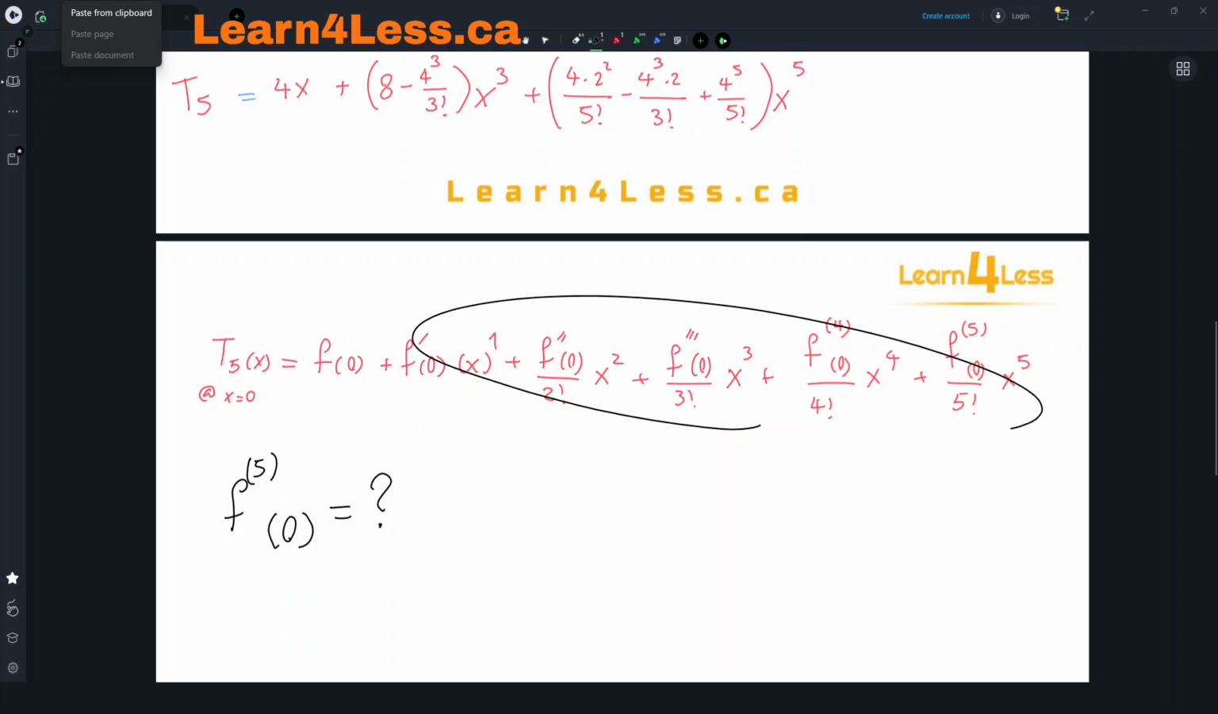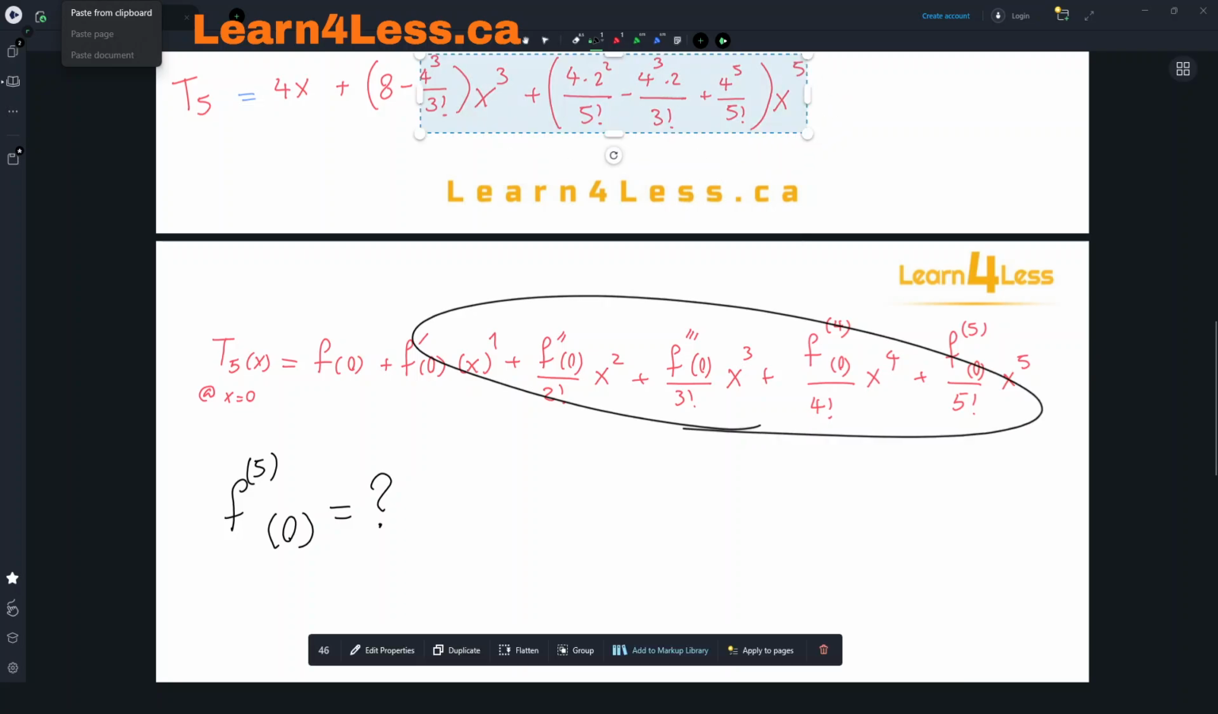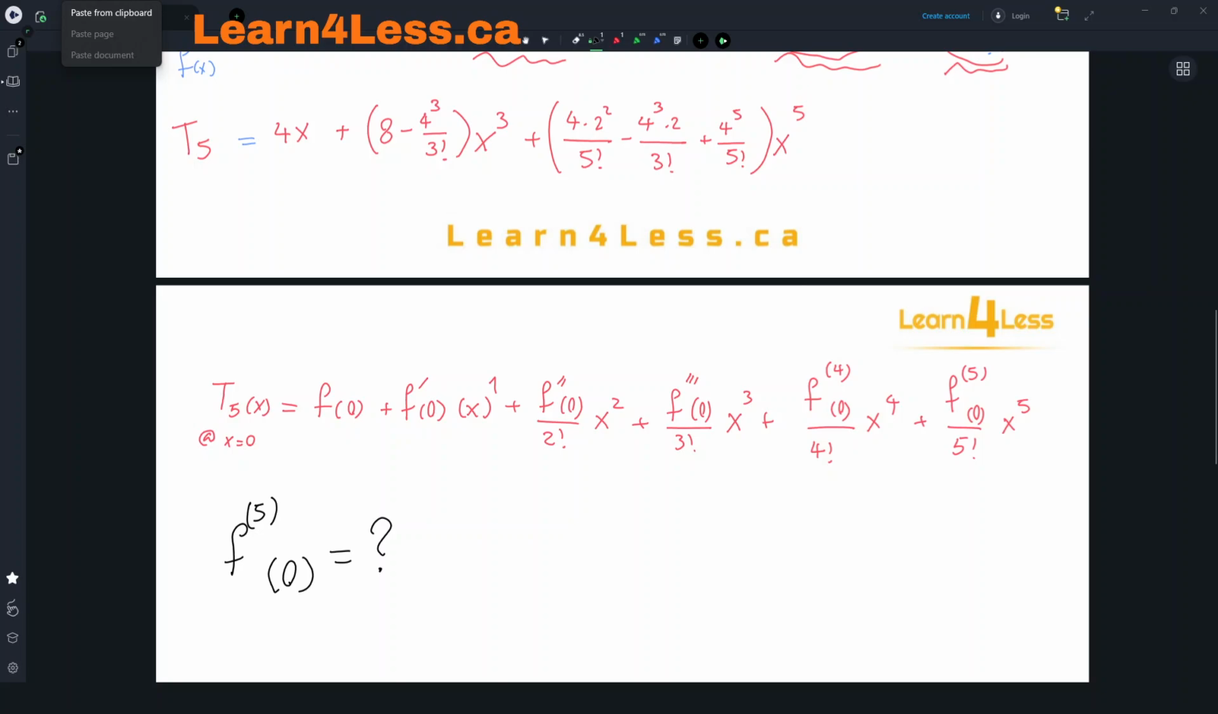So when I set these equal to each other, let's see where I see the fifth derivative. I see the fifth derivative here, in this term. Because I'm setting these two equal to each other, the coefficient of x to the 5 here and x to the 5 here should be the same. That's the only way that two things are equal to each other.